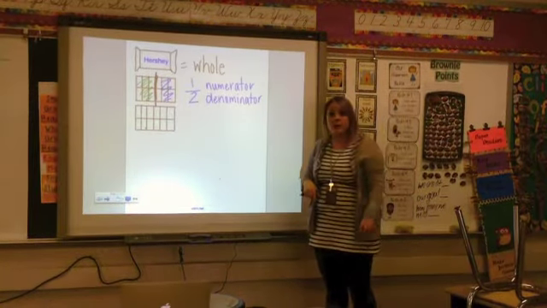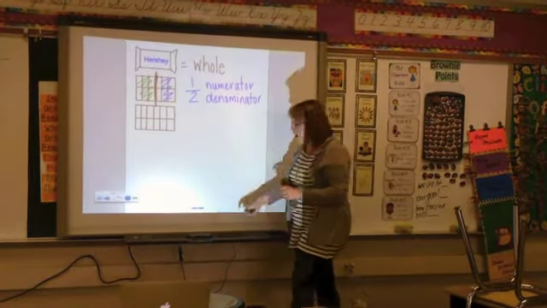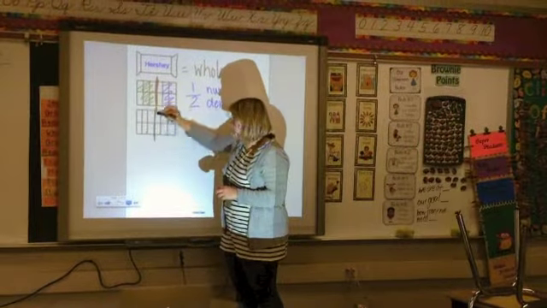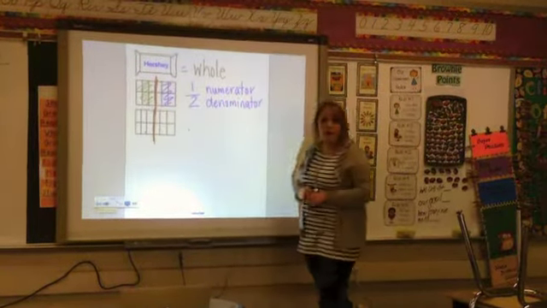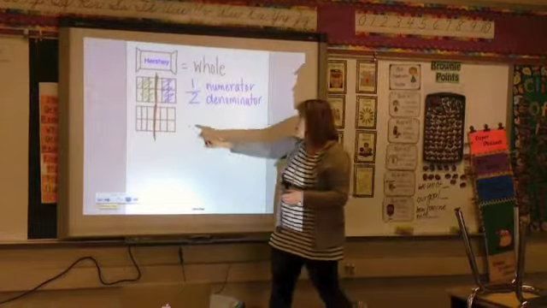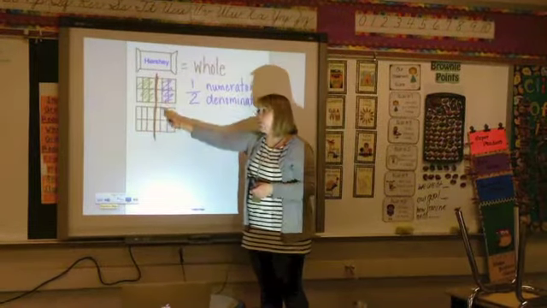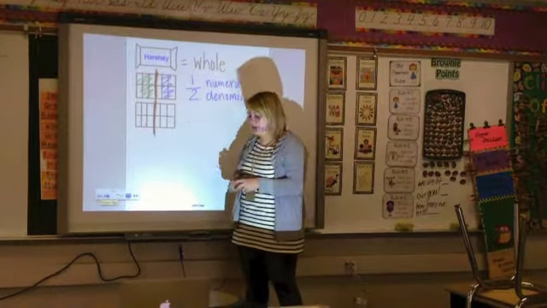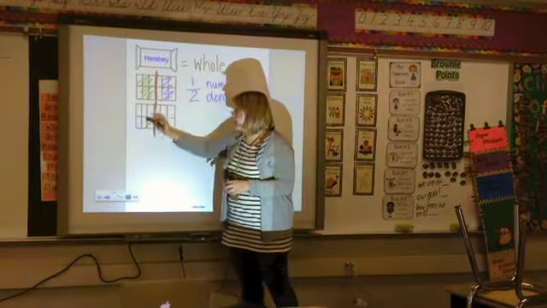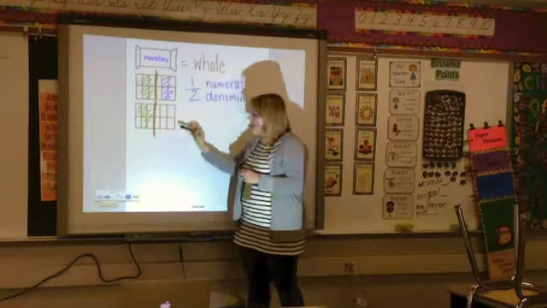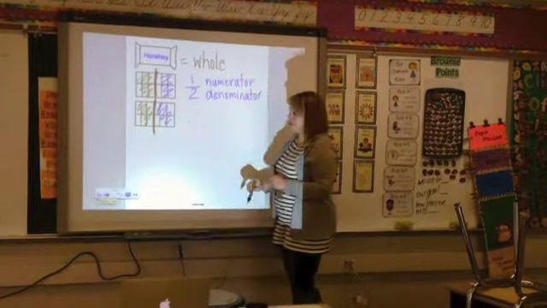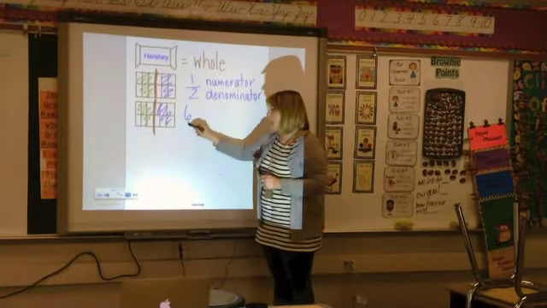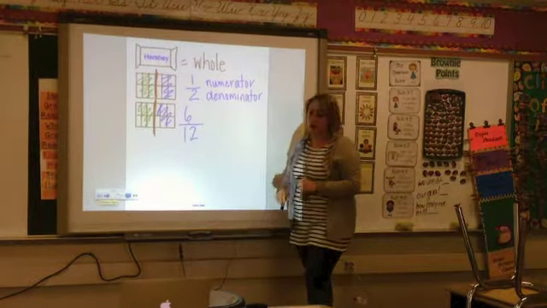Then they decided they wanted to count how many pieces were in their half. So they have their half, and they wanted to count how many pieces were in each of their halves. So 1, 2, 3, 4, 5, 6 in that half. And 1, 2, 3, 4, 5, 6 in that half. So Kelsey had 6 parts, and Joe had 6 parts. So 6 out of 12 is our fraction.